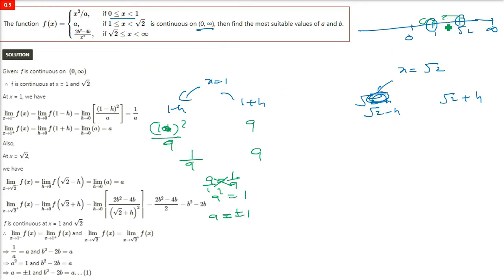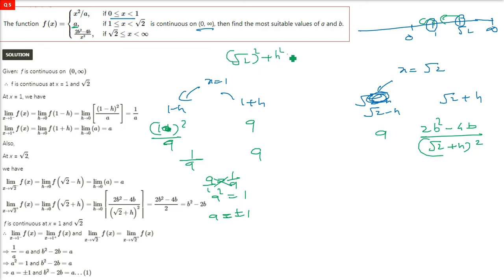And when you go on the left of root 2, you have to use a. So don't worry about putting root 2 minus h. Now coming on the right, you have to put root 2 plus h in this 2b square minus 4b by x square. So x will be replaced by root 2 plus h whole square. Now root 2 plus h is actually 0.